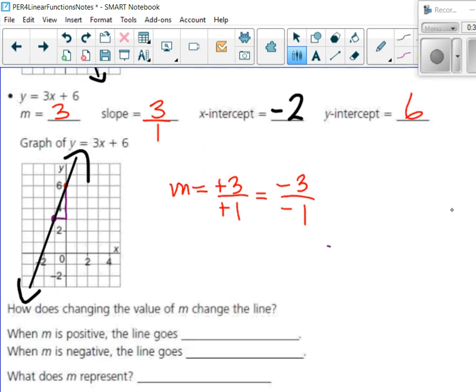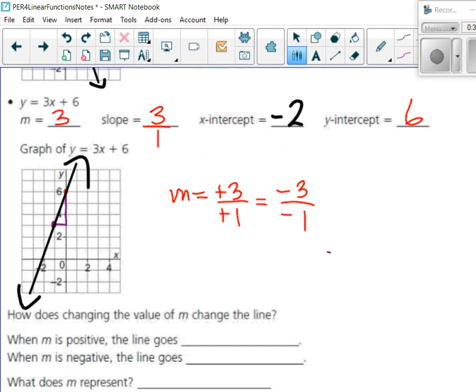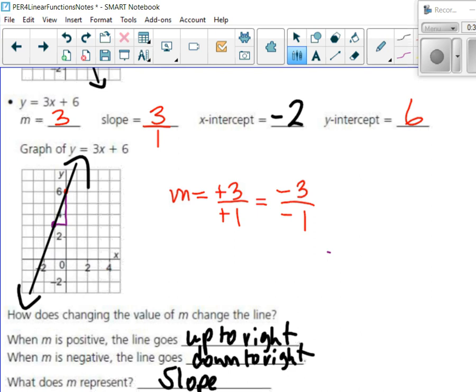Okay, so how does changing the value of m change the line? When m is positive, the line goes up to the right. When it's negative, it goes down to the right. What does the m represent? Slope. And what did we discover slope was the same as from the other unit? ROC, rate of change. Yes, rate of change.